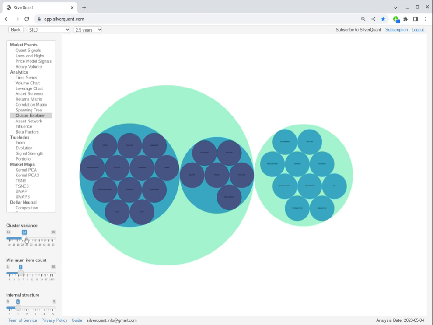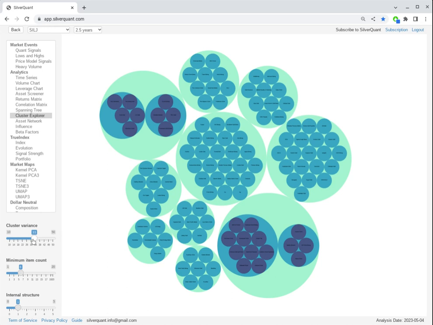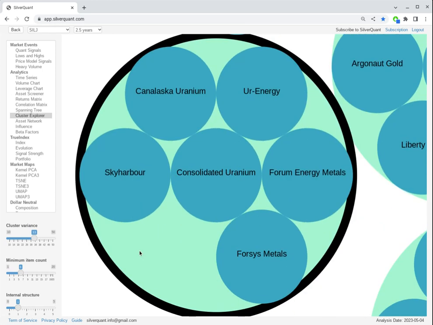Let's go ahead and alter our clustering parameters. One important thing to keep in mind about clustering is that there is no one true correct cluster. It's always important to vary the clustering parameters in order to capture and highlight different aspects of the data. With over 900, nearly 1,000 miners on SilverQuant, there's a lot to explore, and you could really spend all day looking around and exploring this data.